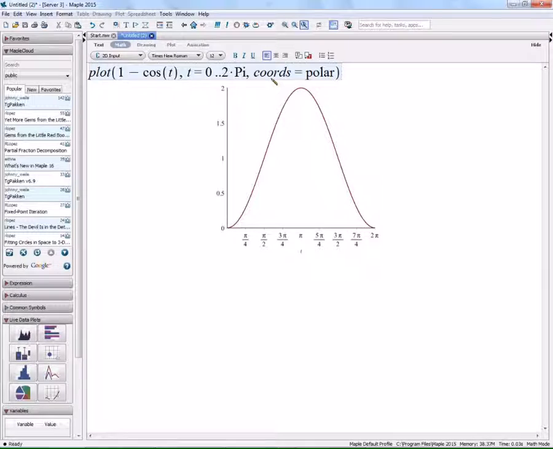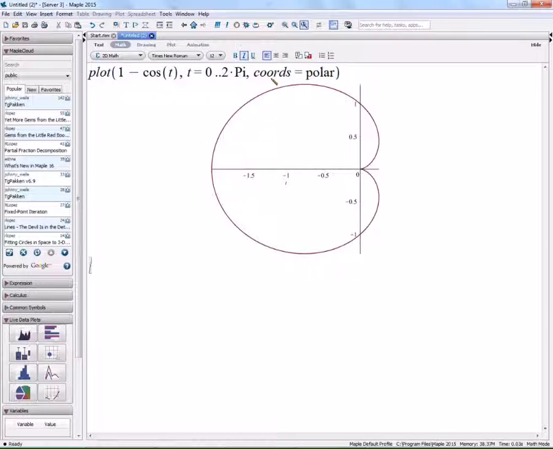But if I change it to coords equal polar, now it's going to think of theta, or t in this case, as an angle, and then the value of the function is how far you are away at that angle, and there you get the cardioid that you expect. Okay?